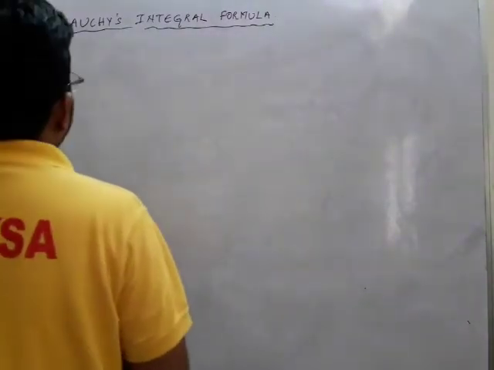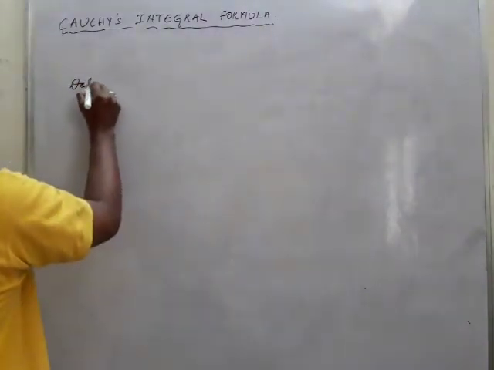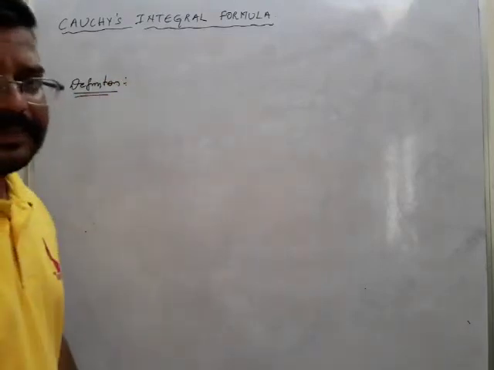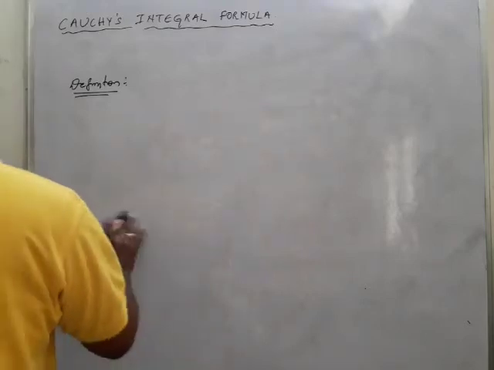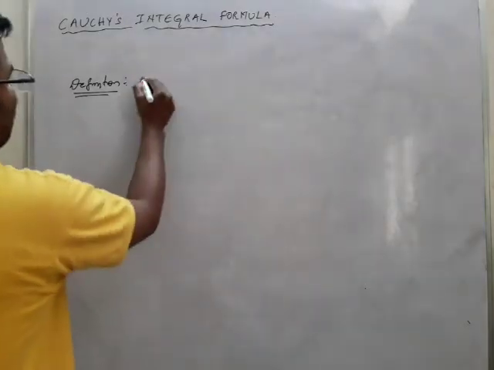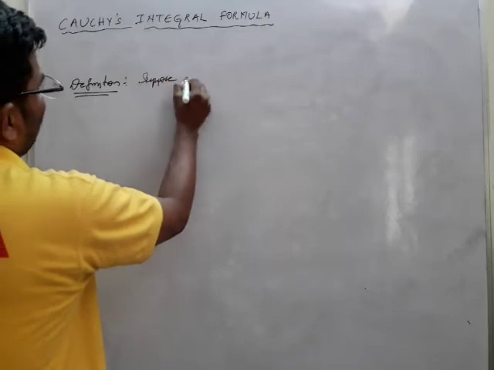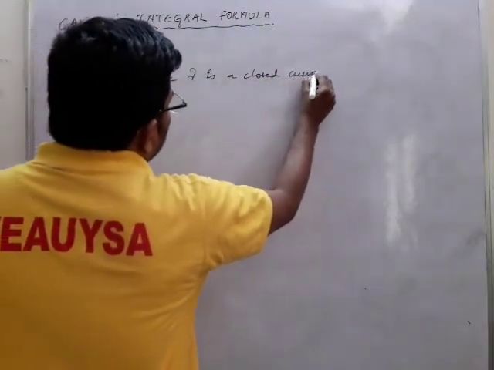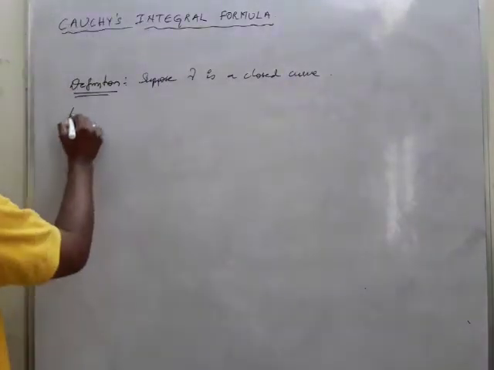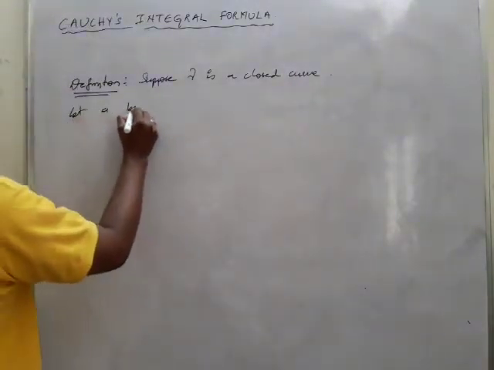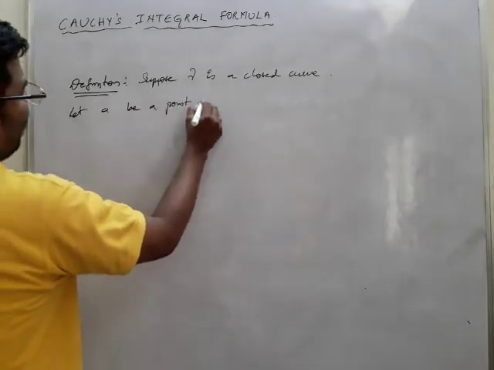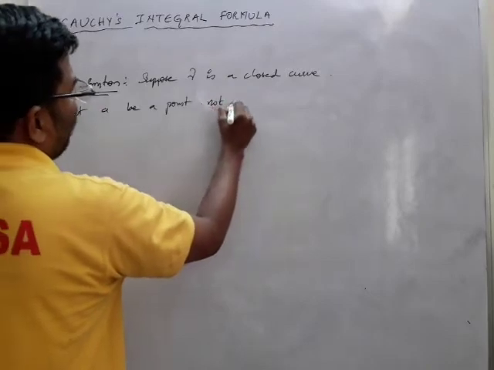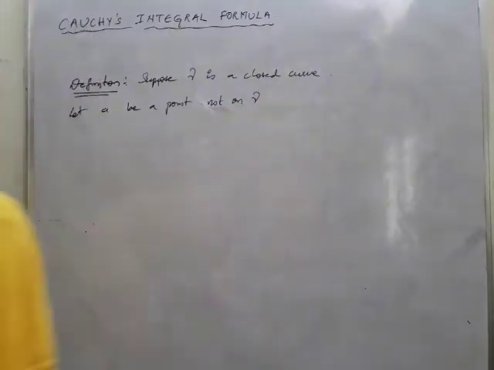Now we will have one more beautiful definition. If you understand this definition, the above theorem is nothing but an application of this definition. You can apply that theorem to the application. It is very important. Suppose gamma is a closed curve, and let a be a point not on gamma.